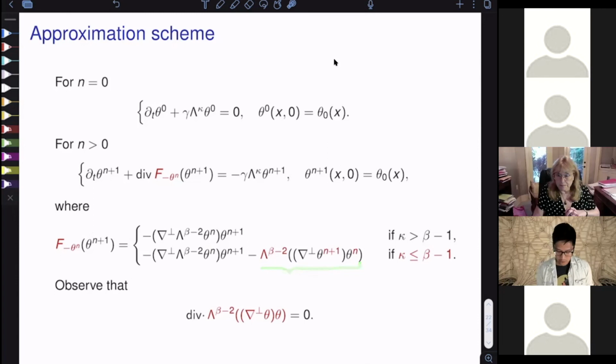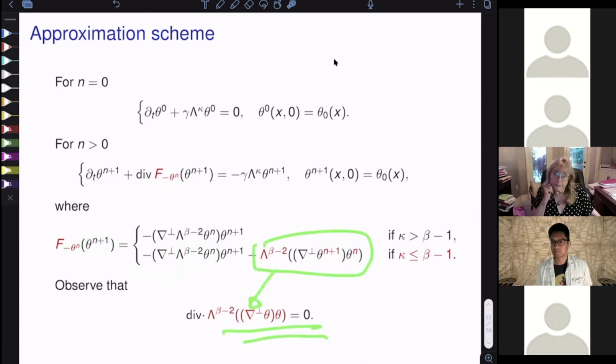So not only did we switch theta n and theta n+1, but we also pulled out only lambda beta -2. Okay. And notice that when theta n and theta n+1 are the same, then the divergence of this term is identically 0. And so it vanishes in the limit of the approximation, if of course it converges. So then it collapses in the limit to the GSQG equations.